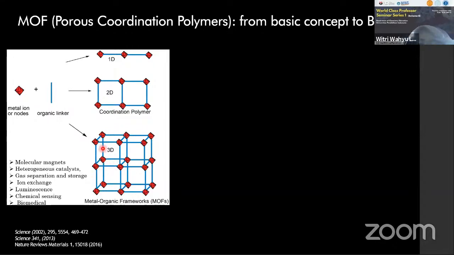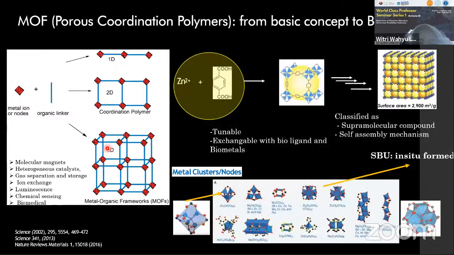And by tuning the metal and the linker, we can apply the material according to our purpose or our targets. And as a simple mechanism, here is how MOF-5 was formed. Here is the ligand, and here is the metal ion. The ligand itself can be changed or adjusted according to what we want it to be applied for.